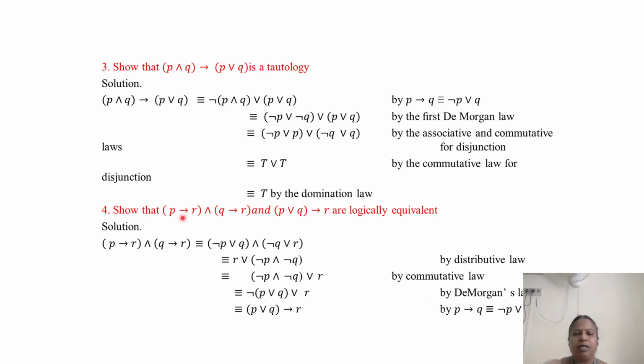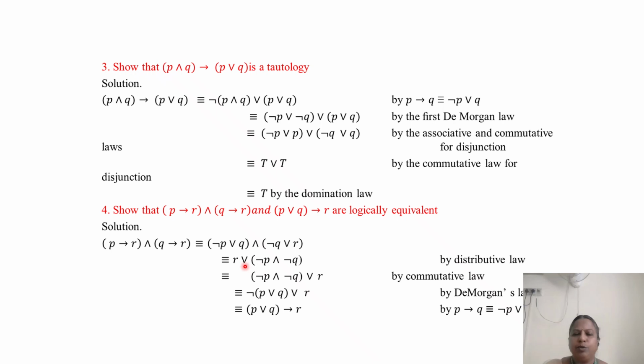So we take the left hand side, P conditional R and Q conditional R. We apply the first law, the conditional statement law. Whenever a conditional statement appears, we use the formula P conditional Q is equivalent to negation P or Q. Therefore, P conditional R is negation P or R, and negation Q or R. Here there was a mistake, it should be R. The same statement R is there.